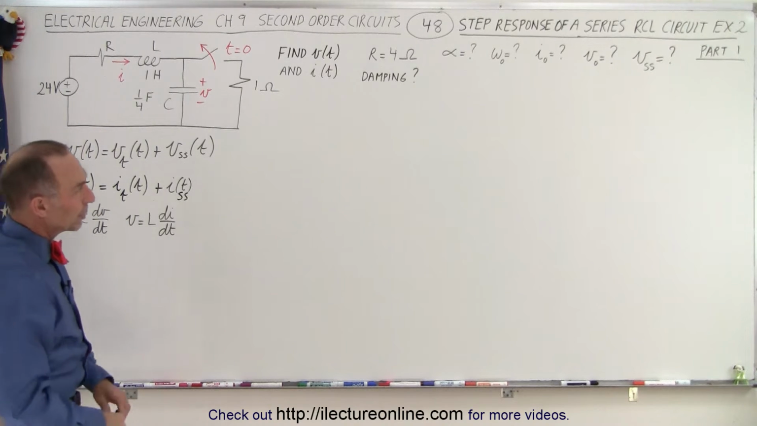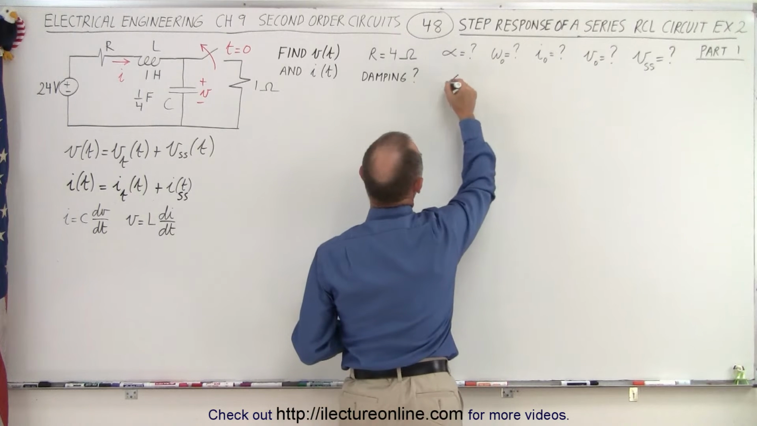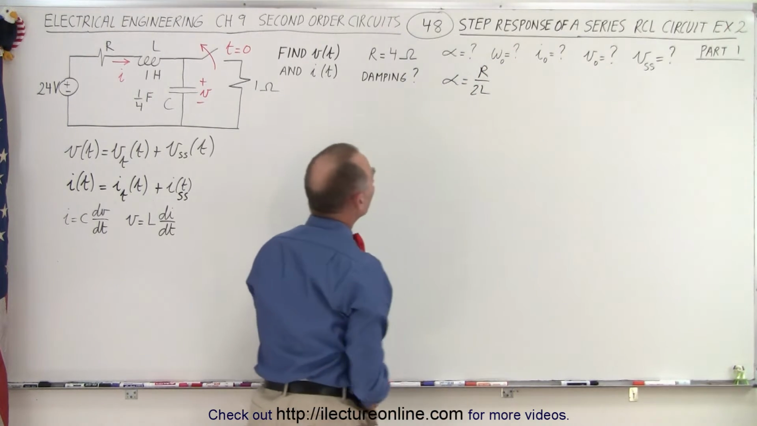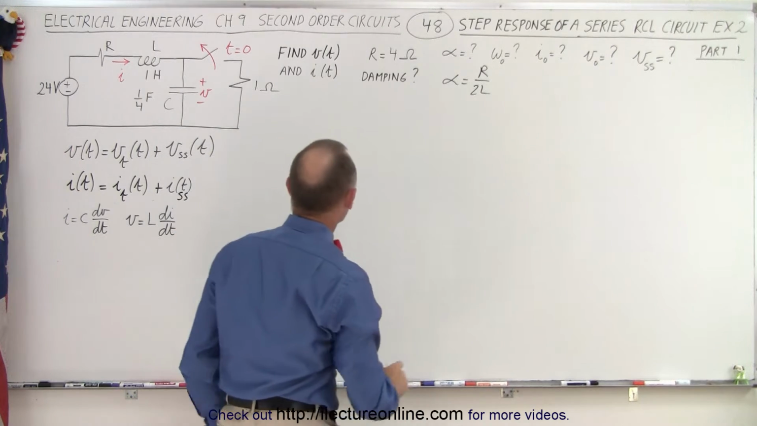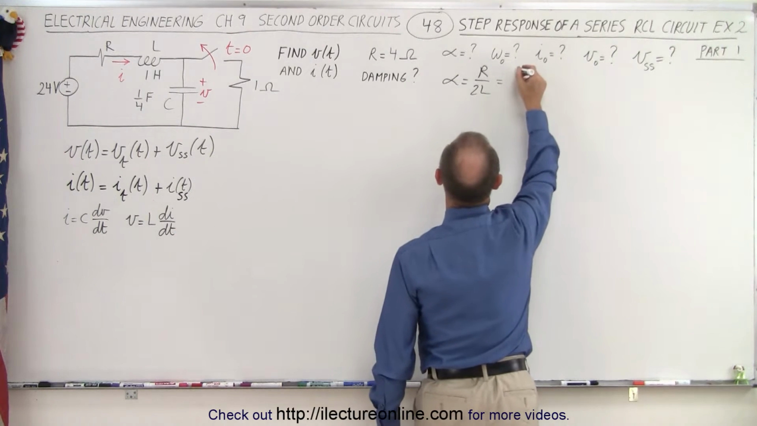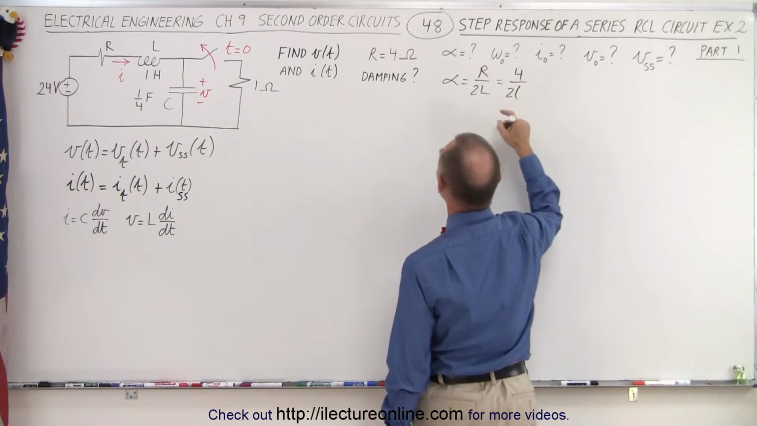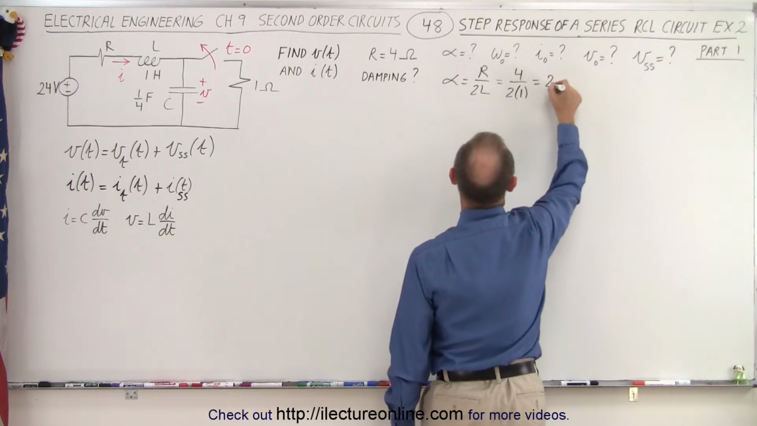All right, what do we do? Well, let's start with alpha. Alpha, by definition, is equal to R divided by 2L. Okay, let's see what we have here. So in this case, R is equal to 4, and 2 times the inductance, and the inductance is equal to 1, and so that's going to be equal to 2.